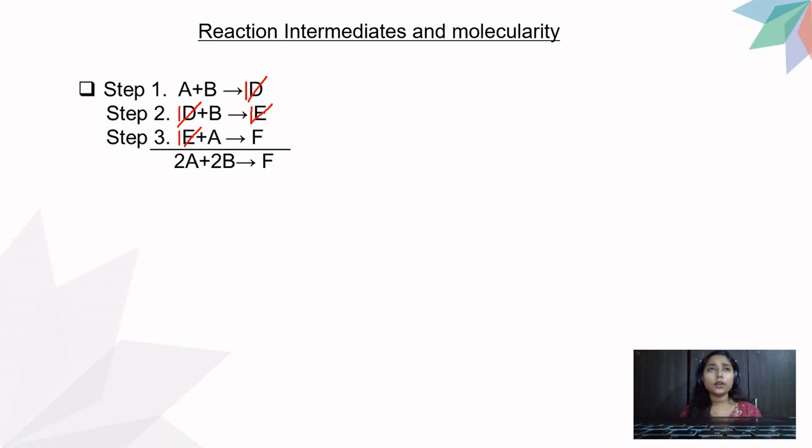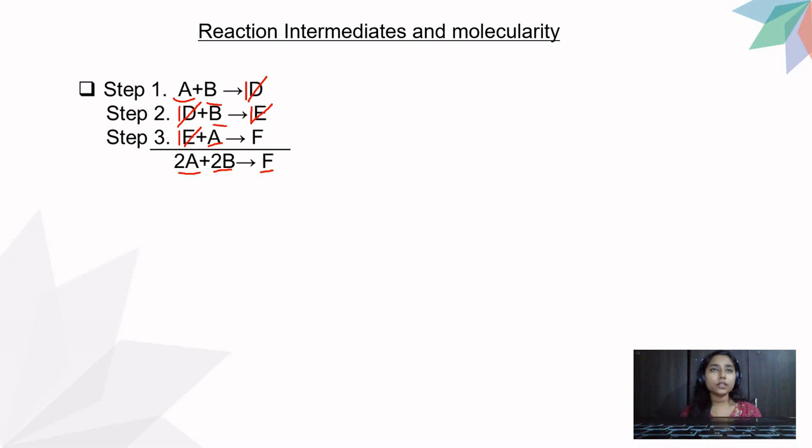Now if you write the sum, the reactant side has to be summed up and written in the reactant part. The product side has to be summed up and written in the product part. So you can see here one molecule of A, one molecule of A sums up to be two molecules of A, and two molecules of A is written here. Similarly, one molecule of B, one molecule of B sums up to be two molecules of B, so two molecules of B is written here, and in the product side only F is remaining, so F is written here. So this is nothing but my overall reaction.